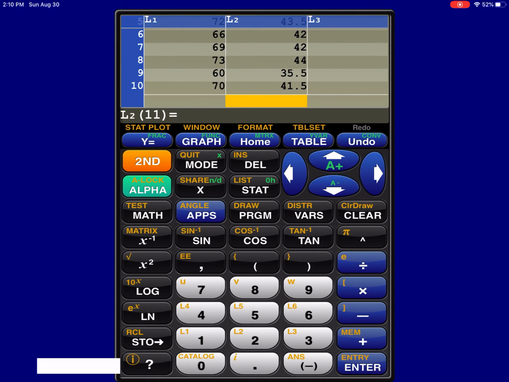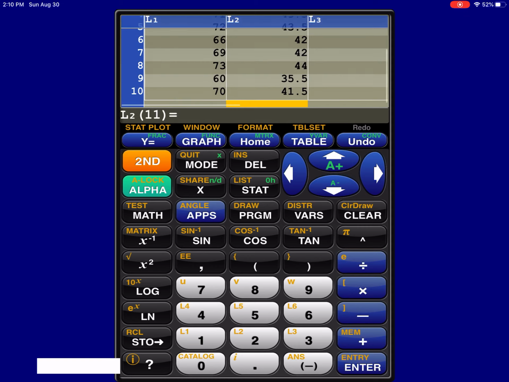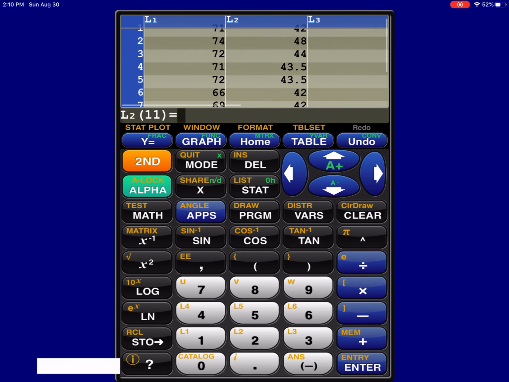Okay, so we got all 10 data points entered. Now we're going to tell the calculator, hey, I want to do a linear regression analysis on this data set, and then the calculator is going to give us the best fit mathematical model line, or equation line, that we can use for this data set.